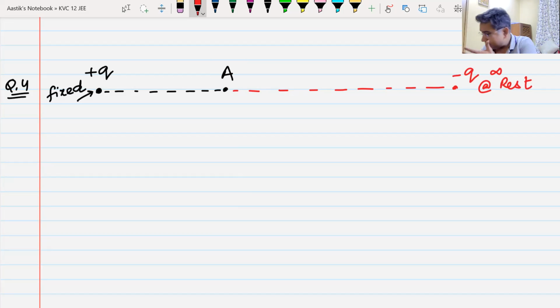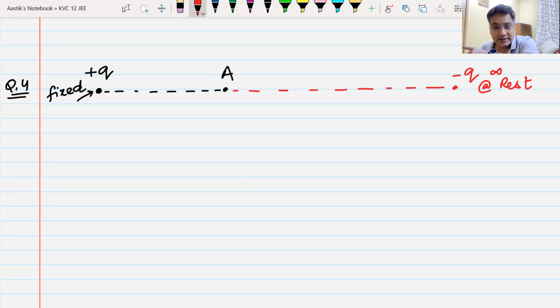Now, what happens to this minus Q charge? This plus Q charge cannot move, so it is fixed. What happens to this minus Q charge? It will come towards this, yes or no? It will come towards this. Why is it coming? Because electrostatic force is pulling it.